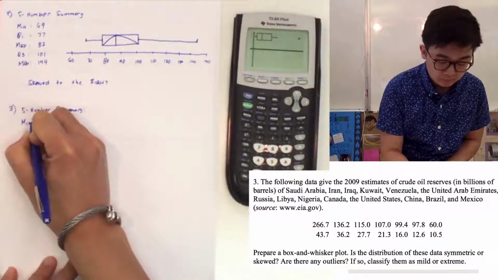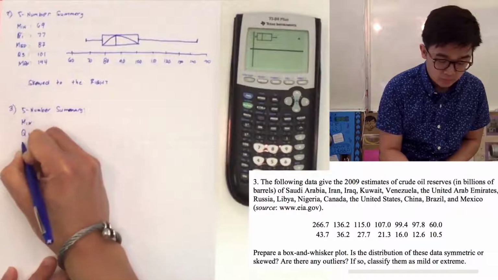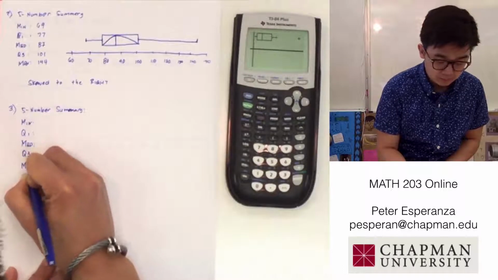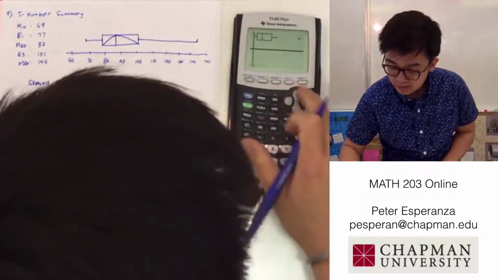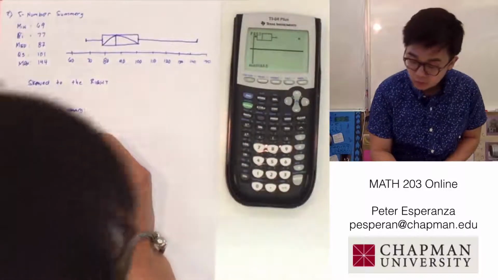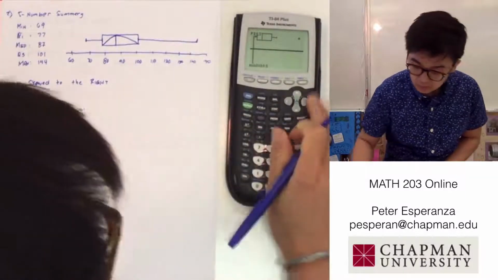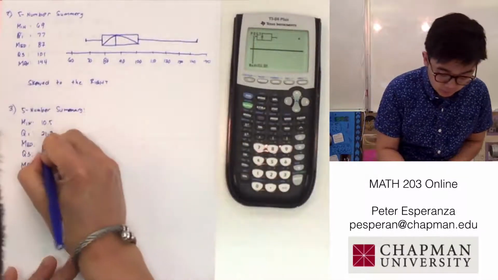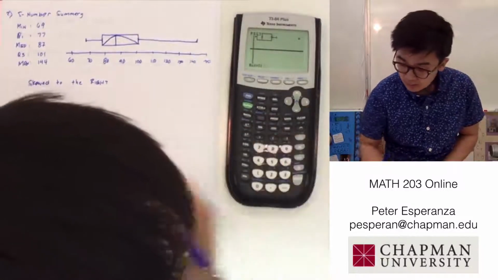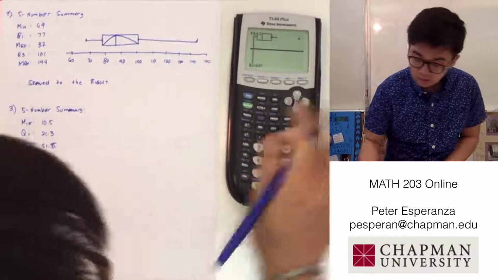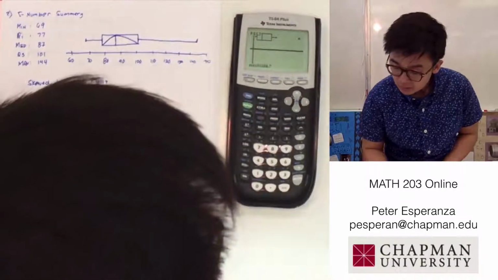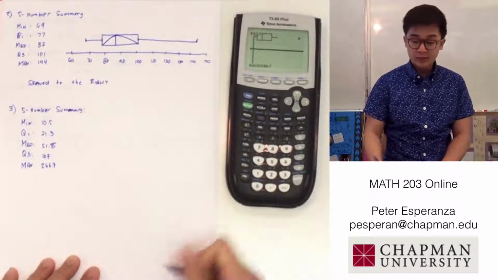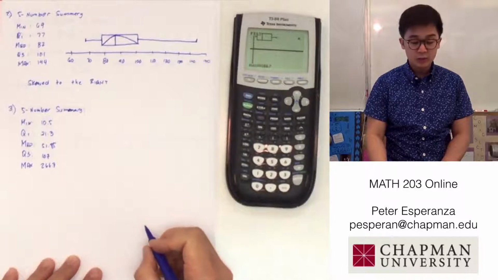So minimum, our Q1, median, Q3, and maximum. So minimum, push trace, and it will show you the minimum number of the distribution, which is 10.5. Our Q1 is 21.3. Our median is 51.85. And Q3 is 107 with a maximum of 266.7, which is also an outlier because this graph right here in our TI-84 is showing an outlier.